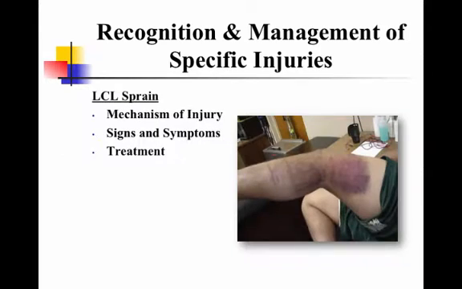Slide 31. The second injury to discuss is the LCL sprain. The varus force, or getting hit from the inside of the knee, is the most common mechanism of injury. The signs, symptoms, and treatment correlate with the severity of the injury, as explained in the previous slide.